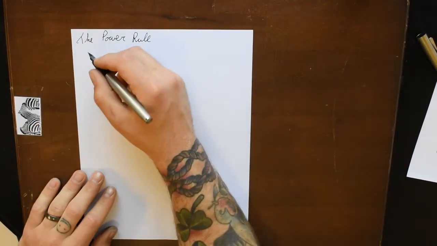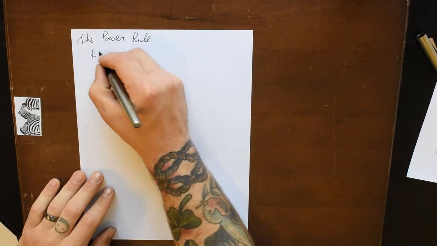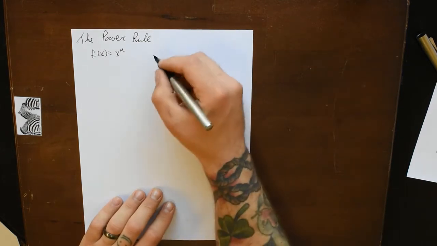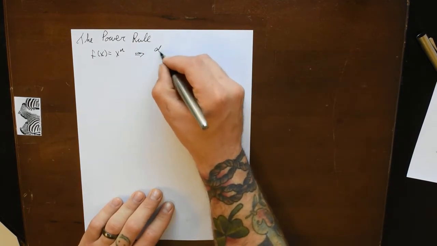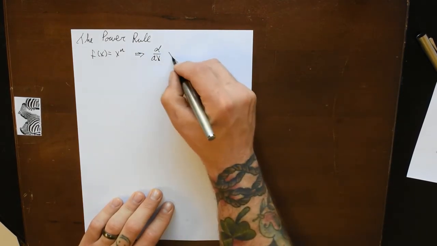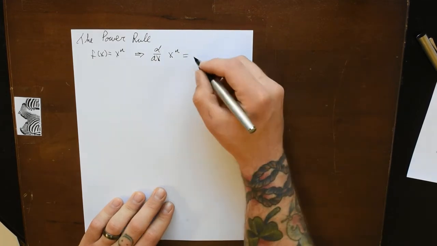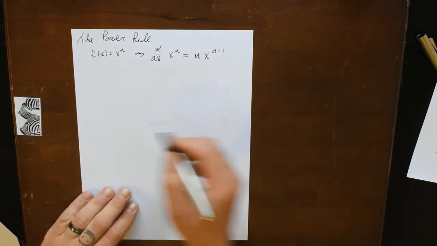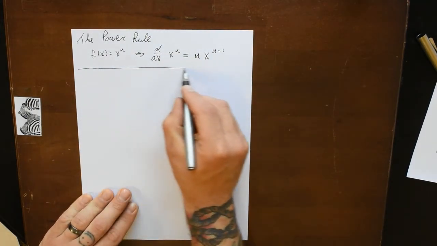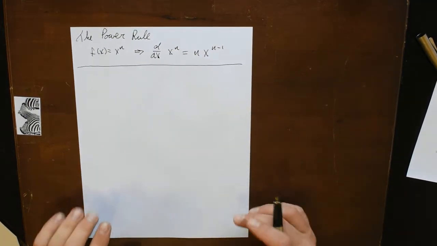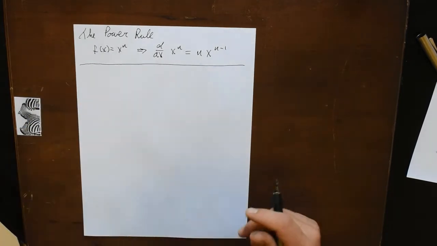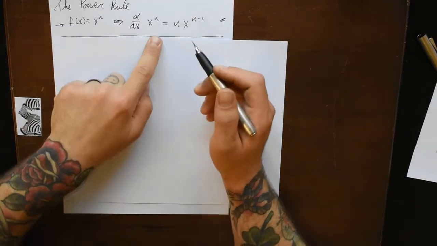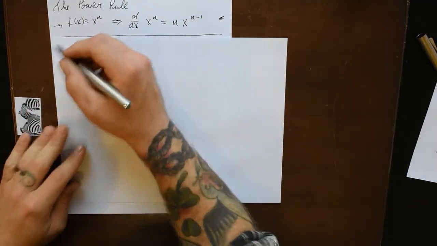What the power rule says is that for any function f of x that is equal to x to the n, the derivative with regards to x of x to the n is equal to n times x to the n minus 1. So, we will do a proof of this. So let's prove this rule. We'll prove the power function. This will be our proof.